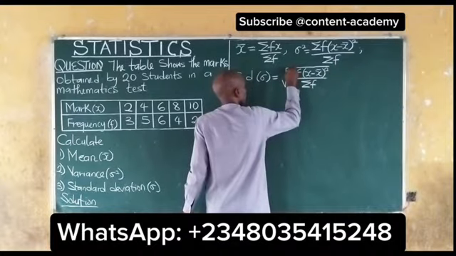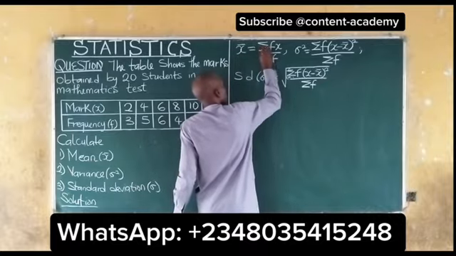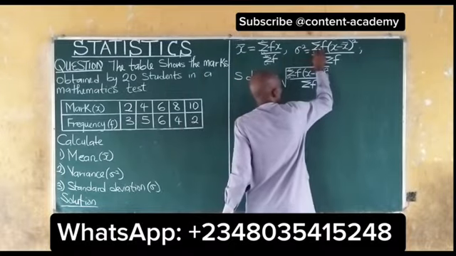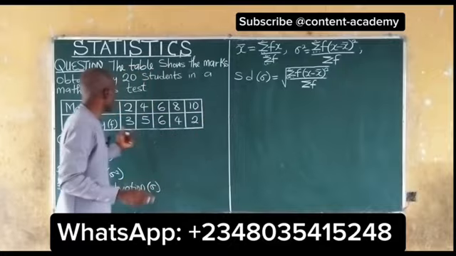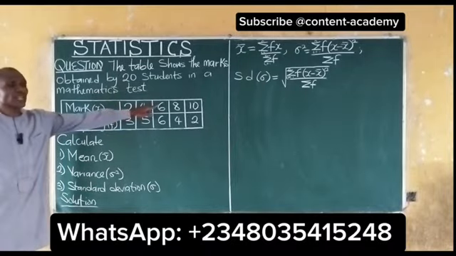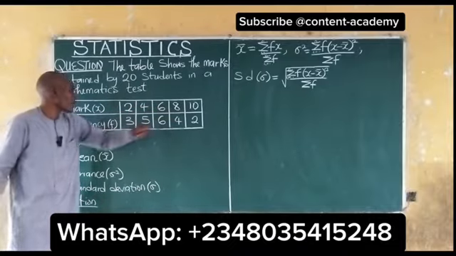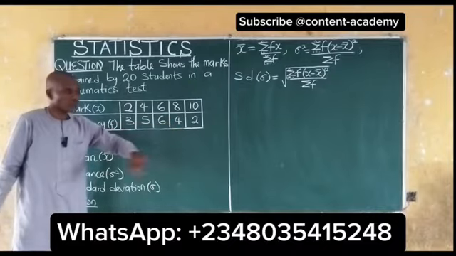Here, i runs from 1 to n. So this is what we use in computing the table given. Now we have our marks given as 2, 4, 6, 8, 10, and we have the frequencies to be 3, 5, 6, 4, 2.